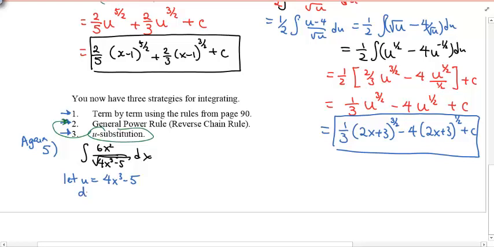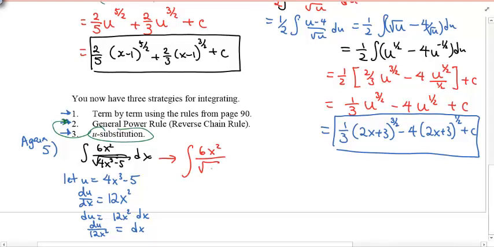Now following this process, I'm going to find du/dx, the derivative, which in this case is 12x squared. I'm going to actually solve for dx now. So du equals 12x squared dx. And then solving for dx, that's the same thing as du over 12x squared. Now look what we can do. Let's make our substitutions. 6x squared still there. Root now u. Dx now becomes du over 12x squared. I got that from here, okay?